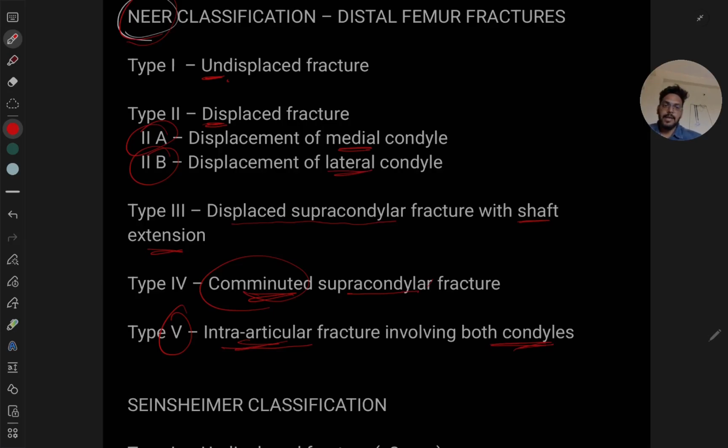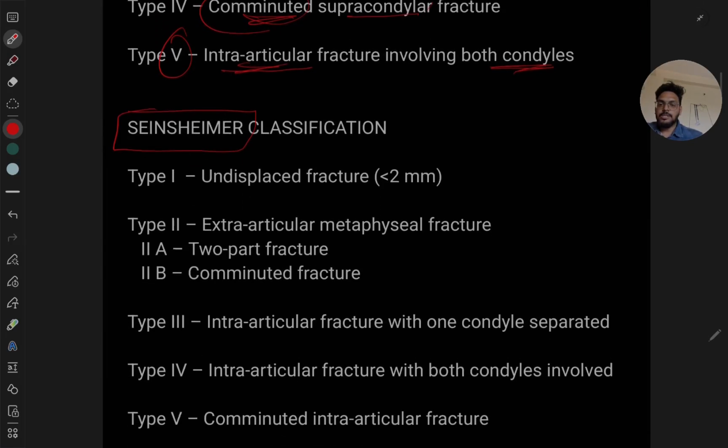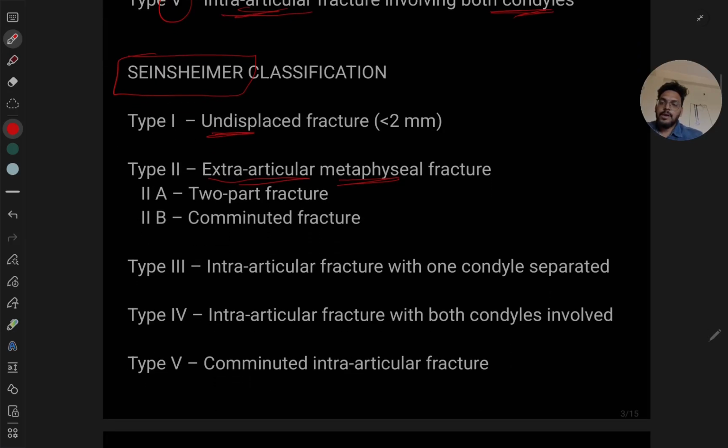This is the Neer classification. Next one is Schatzker's classification. Type 1 is undisplaced, type 2 is an extra-articular metaphyseal fracture, type 3 is intra-articular with one condyle separated, type 4 is intra-articular with both the condyles involved, and type 5 is a comminuted intra-articular fracture.